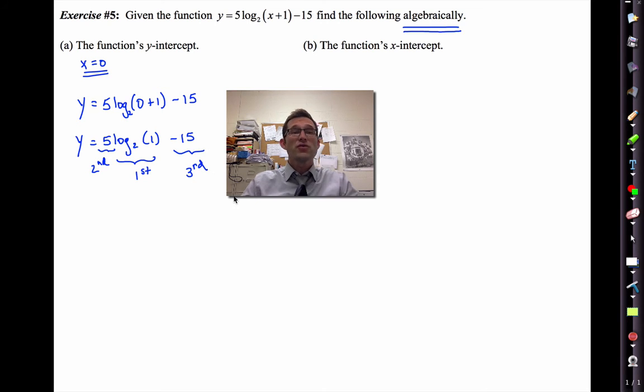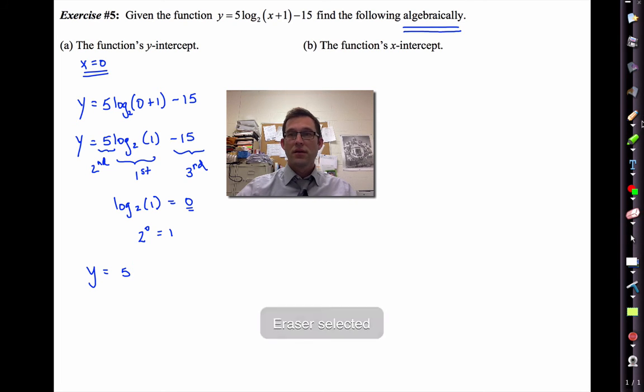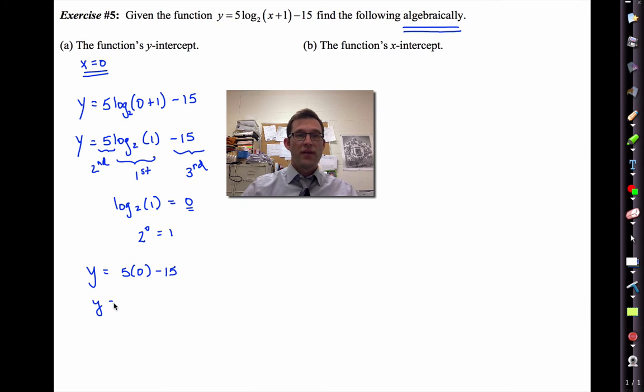I'm not solving an equation. I'm not trying to undo those. That'll come next. But what I do want to do is make sure that I evaluate all this properly. Now, the real trick here is the log base 2 of 1, and that is equal to 0, right? 2 to the 0 is equal to 1. So y is equal to 5 times 0, minus 15, and that's negative 15. Watch out. It's not necessarily that number that's just added on. This happened because of that plus 1 in there.